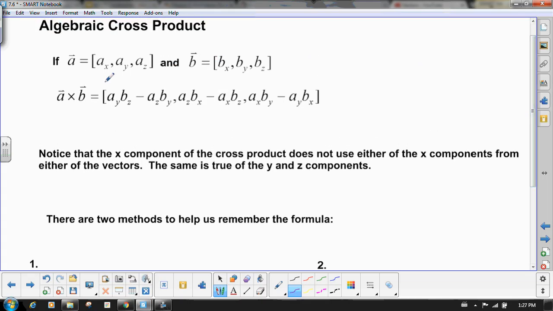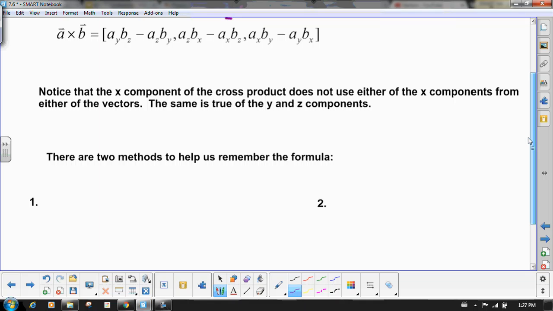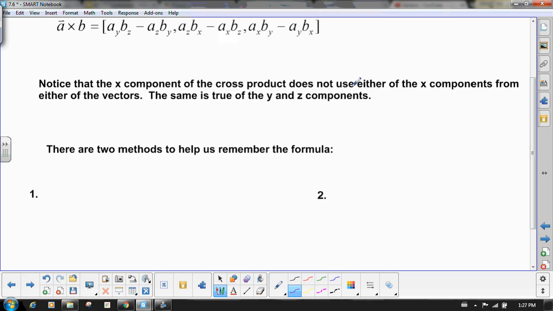You'll notice when we're finding the x component of the cross product, we're not actually using the x components at all. It's built from y and z. The reason why this needs to be memorized or developed is because of the minus. As soon as we have subtractions, that means that order matters. So when we're doing the x and y components, or the y and z, or the z and x, there's two different formulas we can use, and it's just how you orient them.